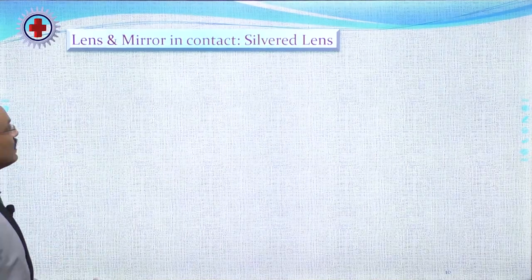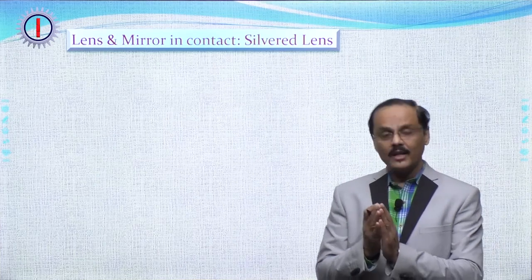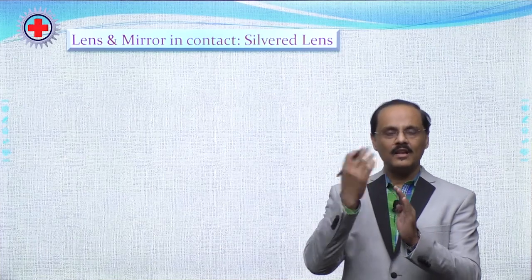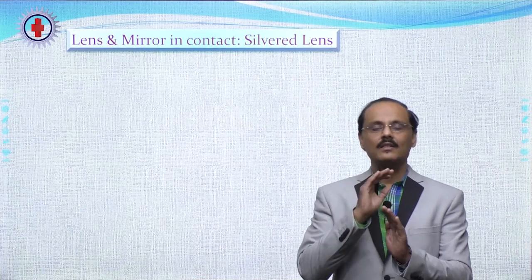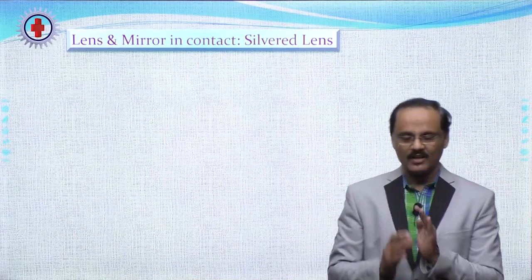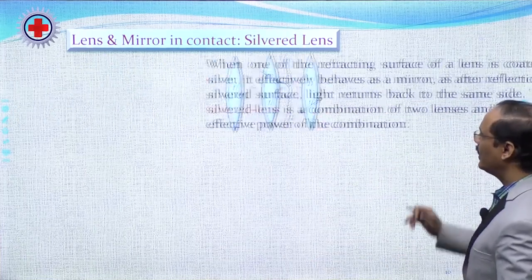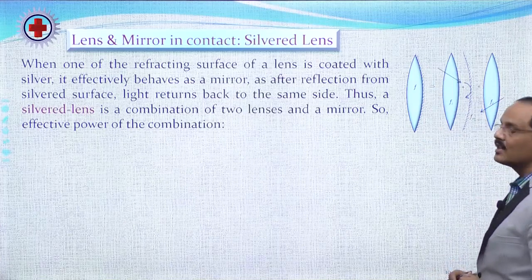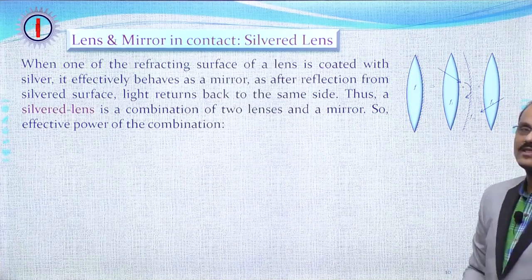Now, we get lens and mirror in contact. How could we put lens and mirror in contact? The easiest way is that if we put silver coating on one of the surfaces, then the silver surface will behave as a mirror. As you know, silver is a very good reflector, that is, that surface coating will behave as a mirror, and the lens is behaving like itself. So, if we coat a lens with silver, then it effectively becomes like a mirror, and it becomes a combination of two lenses and a mirror.